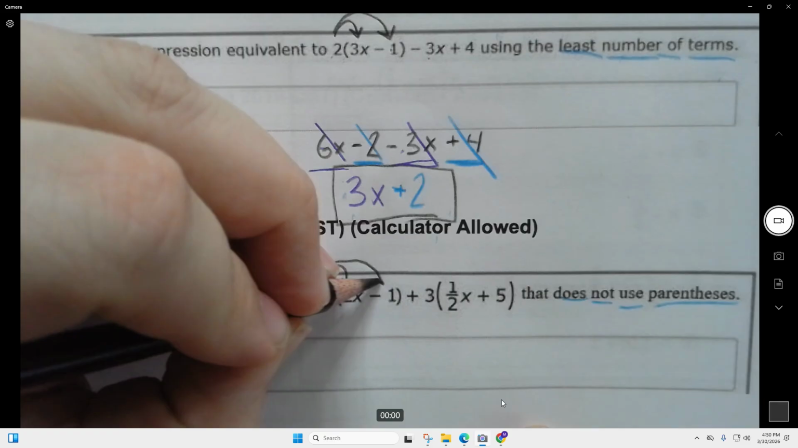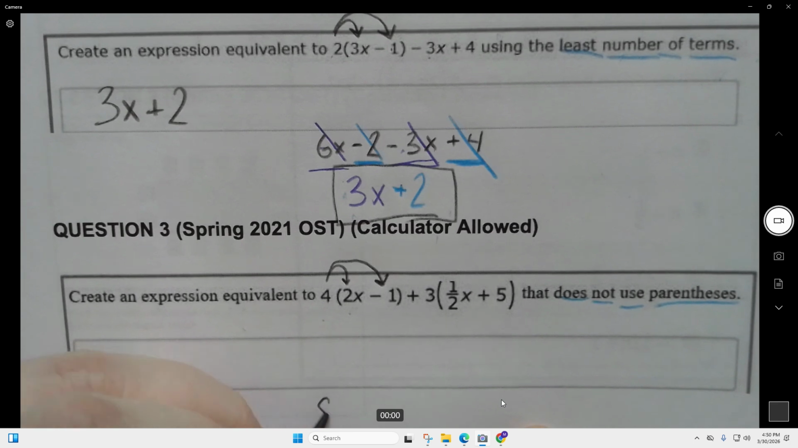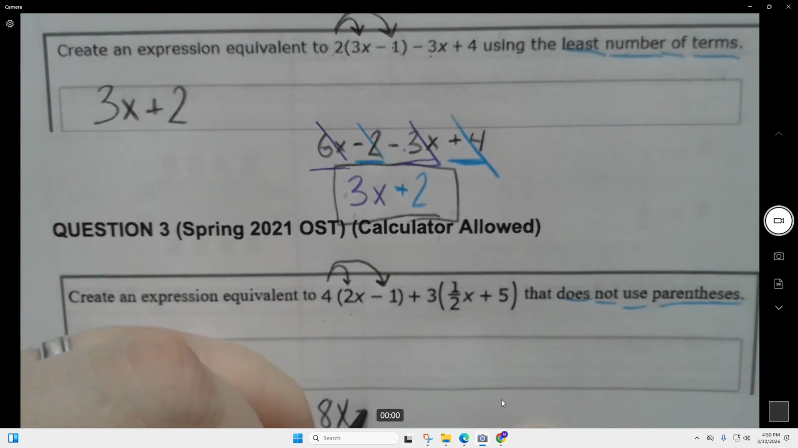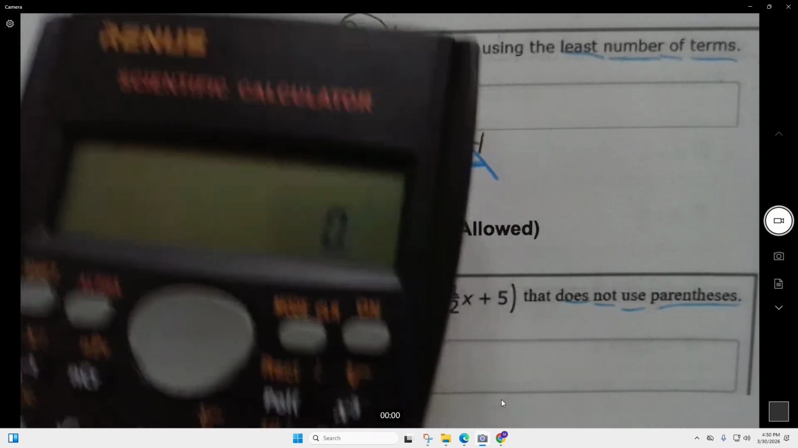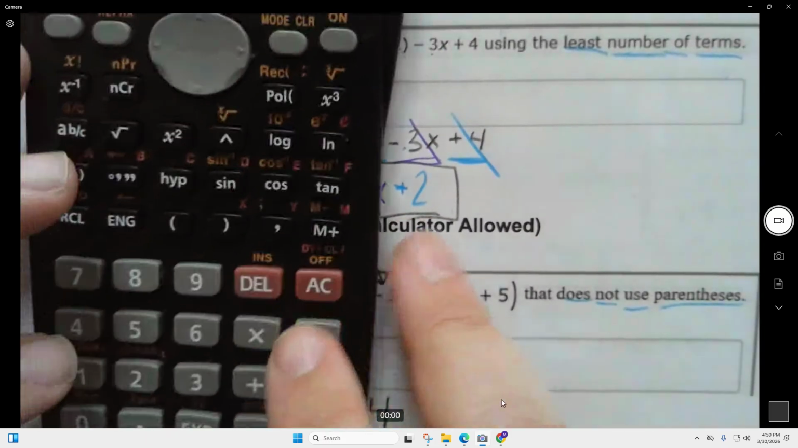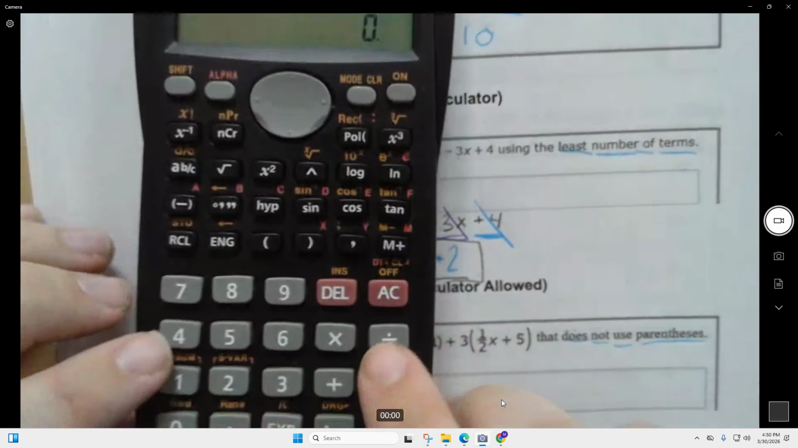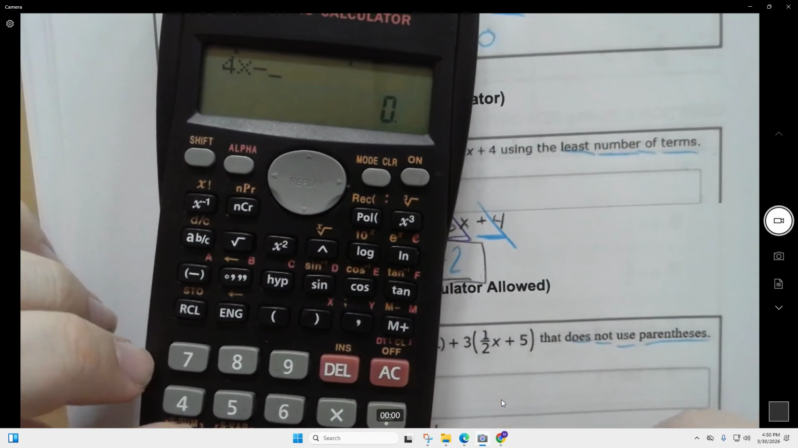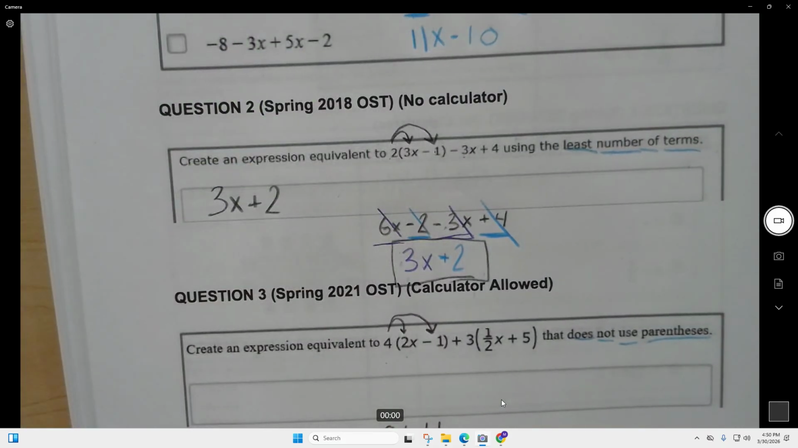We're going to distribute this 4 to the first parentheses. 4 times 2x, 4 times 2 is 8x. 4 times negative 1 gives us negative 4. You can confirm this in the calculator if you would like to do so. Let's zoom that out a little bit. And we would do 4 times negative 1. Yep, negative 4. Okay.